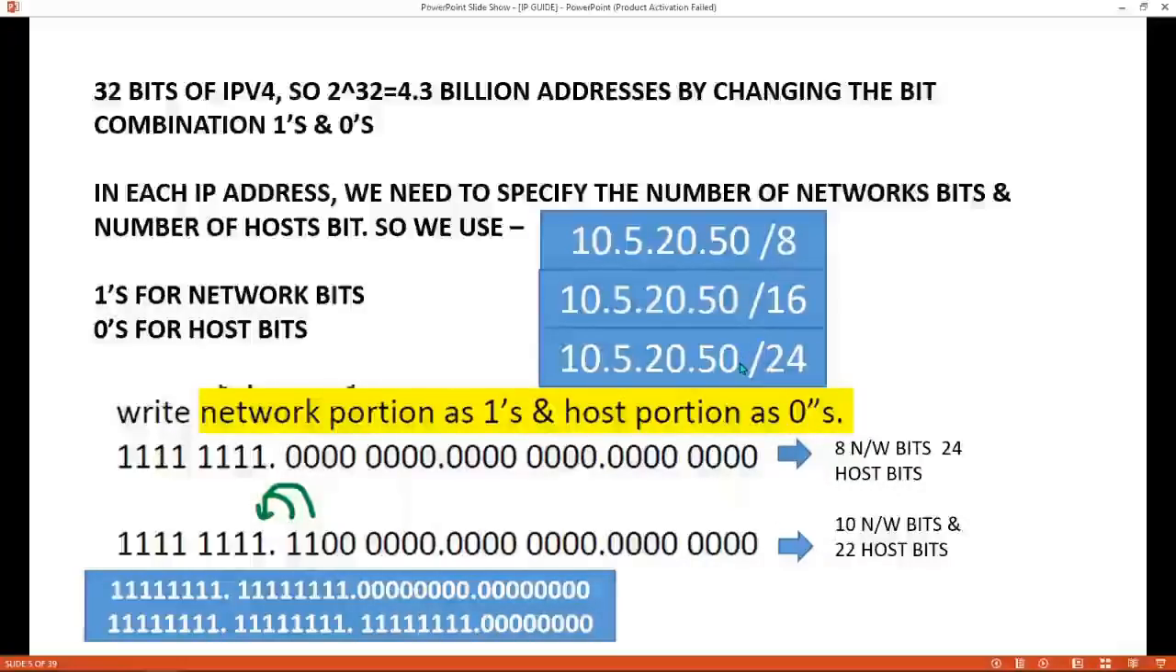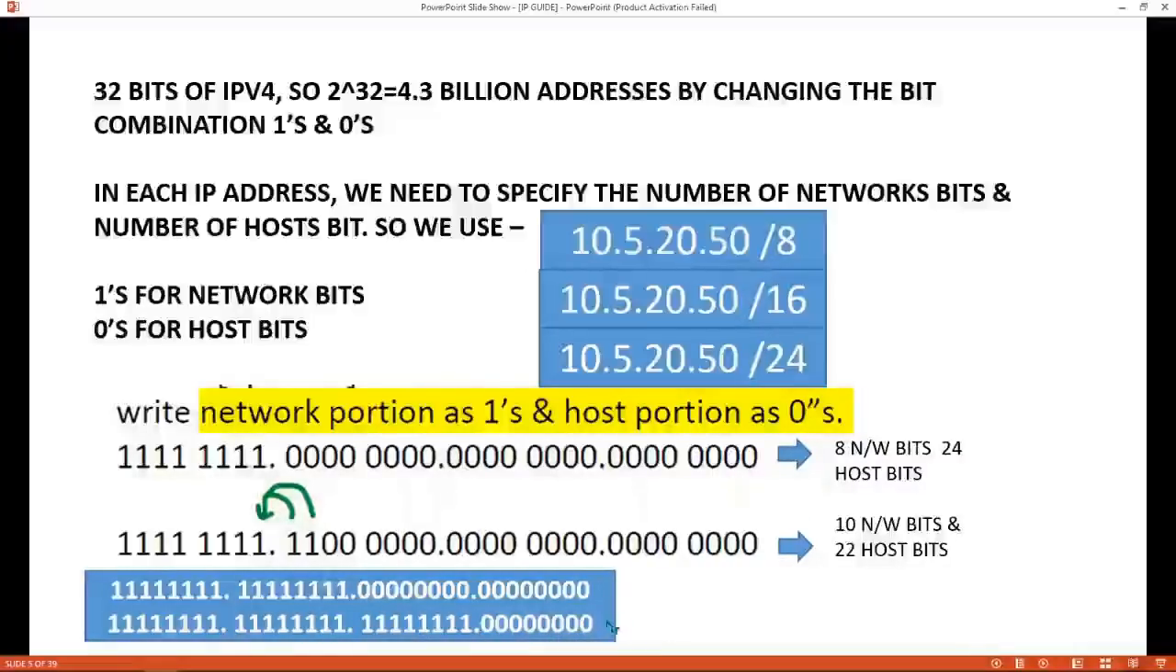So if you wanted to fill these 1s and 0s, then you can simply have a look at this one. So first 2 octets are filled with 1s and the remaining are with 0s for /16. For /24, first 3 octets being filled with 1s and the last octet being filled with zeros. Okay.